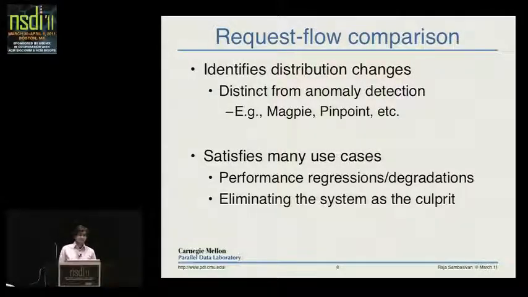A final interesting use case is that request flow comparison can be used to eliminate the distributed system as the culprit. By comparing two periods of behavior and showing that nothing within the distributed system has changed, one can eliminate the distributed system as the contributing root cause, and focus developer effort on other external factors.